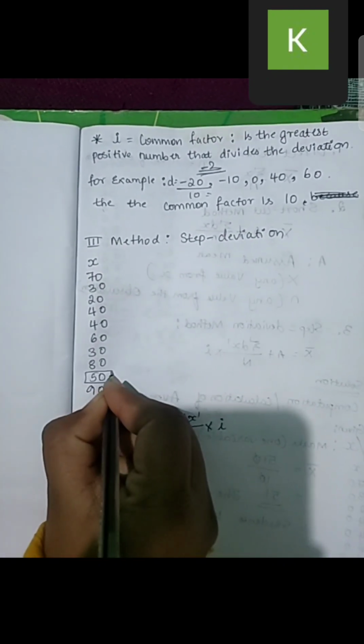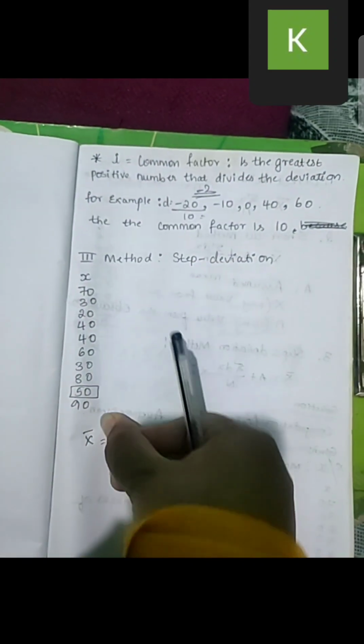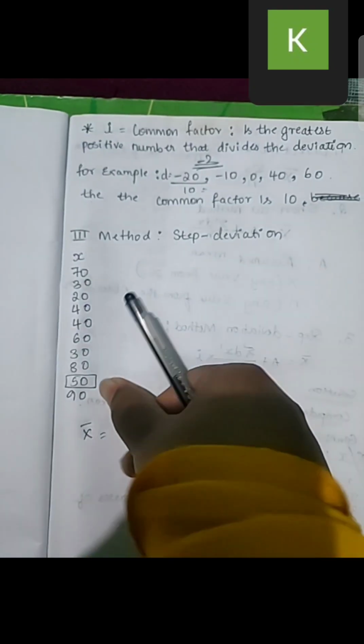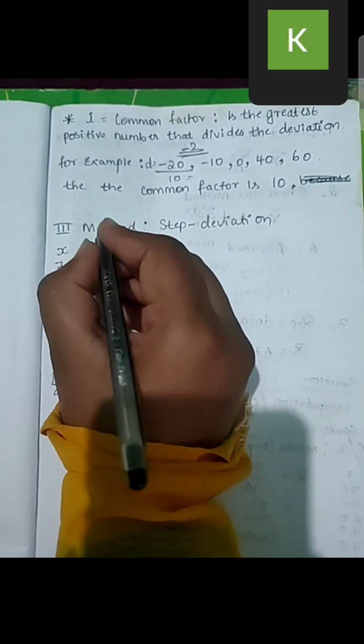Now tell me which value shall we take as assumed mean. We'll go with 50. Here also you can take any value. I'll be doing it on 50. You can do it taking 20 or 30. Simultaneously we'll solve. Now our next step is finding out dx.